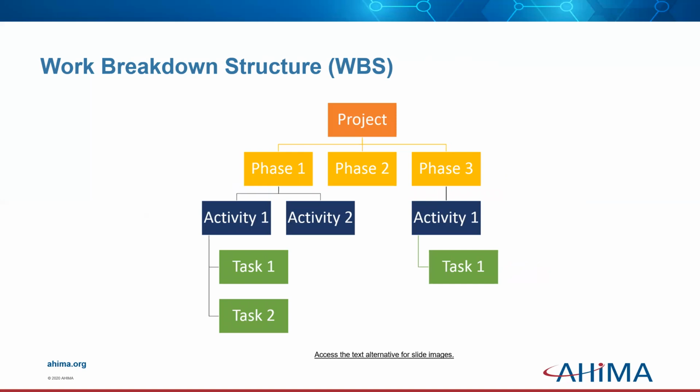So a work breakdown structure. Here's a great example. Our project consists of 3 phases. Phase 1 involves 2 activities. Phase 3 involves 1 activity. Activity 1 of phase 1 involves 2 tasks. Activity 1 of phase 3 involves 1 task. So that is an example of a work breakdown structure that as a project manager, you might come across.